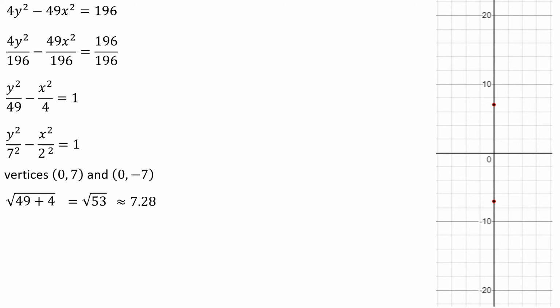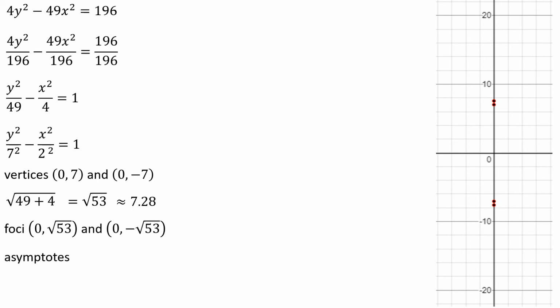Now, because I've got to put dots on my graph, though, I might grab a calculator and say, hey, calculator, what's the square root of 53? But if I want the exact answers, one focus is at 0, comma square root of 53. The other focus is at 0, comma negative square root of 53. So the foci are really close to the vertices. Right? From 7 to 7.28. On my graph, they're going to look like they're almost on top of each other.